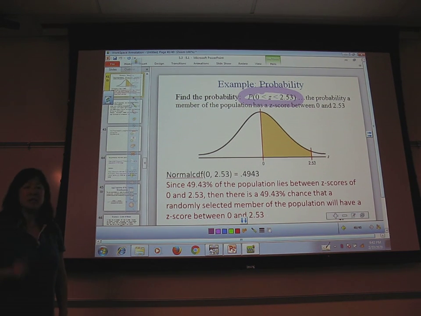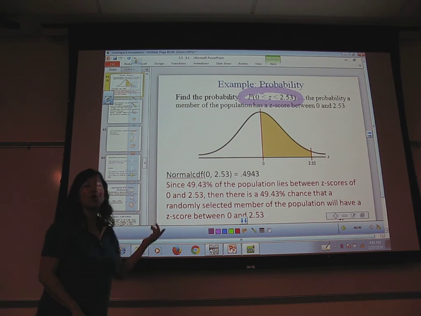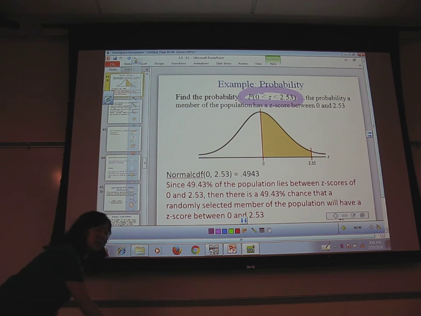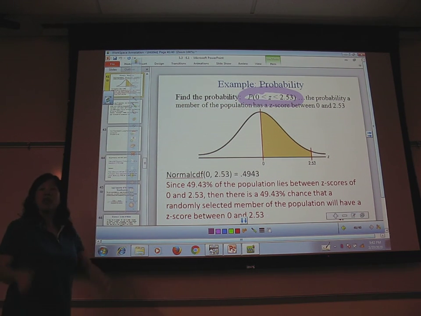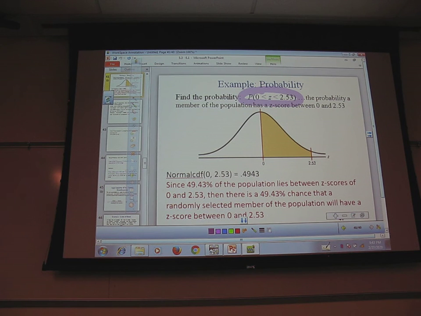That also means that there is a 49.43% chance that if you randomly select somebody from the population, they'll have a z-score between 0 and 2.53. So those are all things to think about with this and what it means.